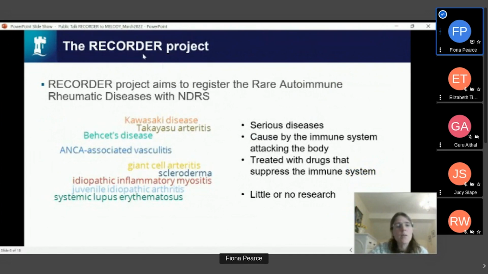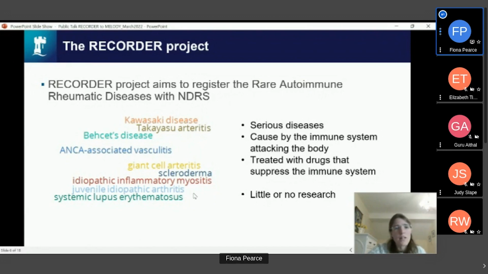I lead what's called the Recorder project at the University of Nottingham, and the aim of our project is to work with the National Disease Registration Service and find ways to register people with rare autoimmune rheumatic diseases. That means essentially finding everyone with these rare diseases in England and creating a register, like a school register, essentially a list of names and NHS numbers, so that there are opportunities, should people wish to take part in research, for them to do so, but also for the sort of surveillance that the NHS does to be done in rare diseases for the first time.